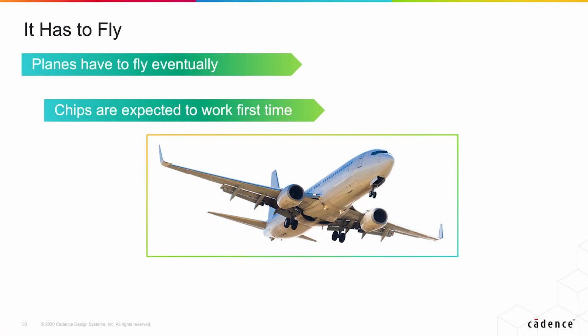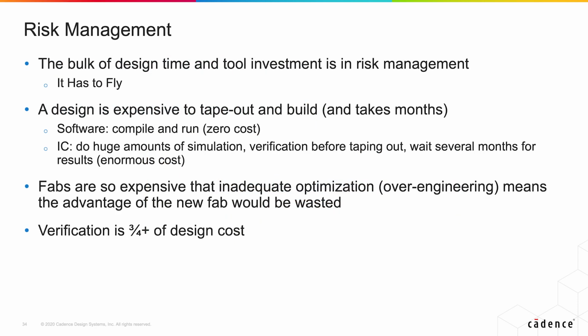And there's another big difference. Planes have to fly eventually, but nobody actually does what I jokingly said earlier, which is to put the plane together, put it on the runway, and see whether it will fly. But chips are expected to work first time. There's a lot of cost involved if they don't, and in many cases, it takes 5 or 6 months to make changes and then to get a new chip manufactured in the fab. So a lot of the tool investment is in risk management because, like the plane, the chip has to fly.